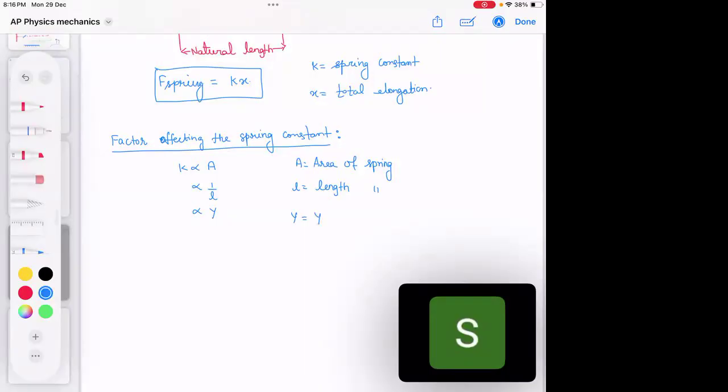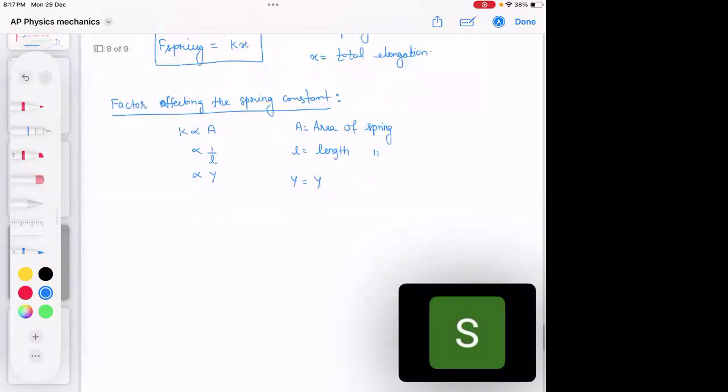This spring must be made of some kind of material, maybe steel, maybe iron, maybe copper or aluminium. Every material has a different Young's modulus, the modulus of elasticity. So the spring constant of a spring depends on three factors: area, length, and Young's modulus. Is that clear?